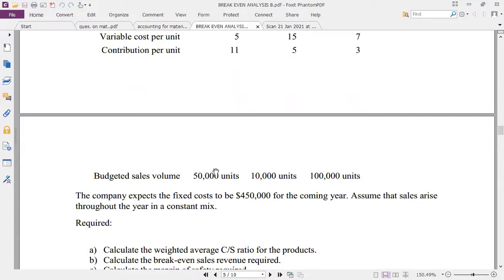Budgeted sales volume. That's a sales unit. And we said that we use the sales unit to determine the sales mix. We don't use the selling price or the sales revenue. Don't use them except for a situation where you have no other information. Good.